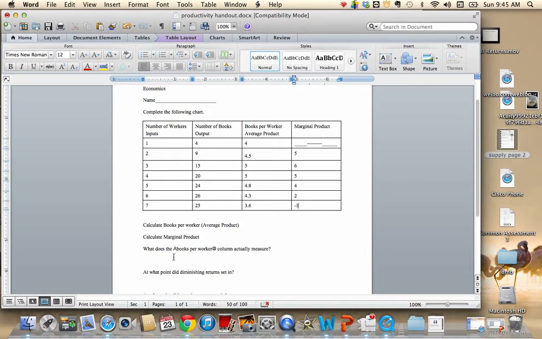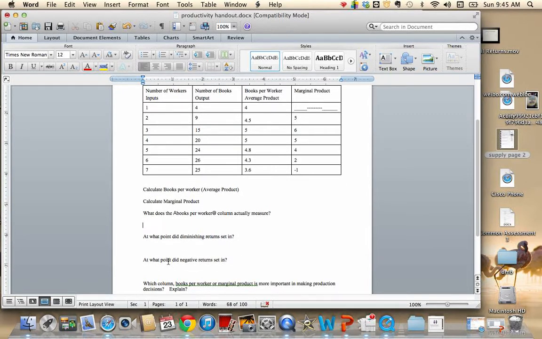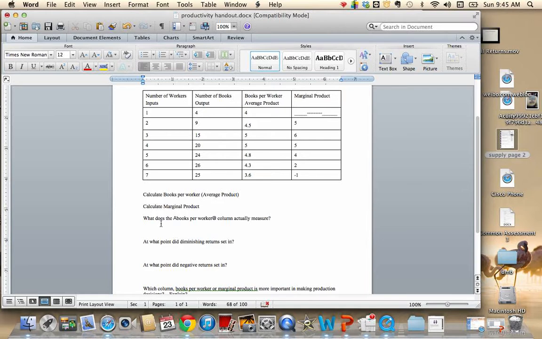And so calculating books per worker, which is your average product, we've done that. We calculated the marginal product. Sorry, there's a loss in translation here when we went from one program to another. So what does the books per worker column tell us? That's your average product. Let's do that again. Average product, on average, how much did each worker make? And we can see that when we look at 7 workers making 25, on average each one made 3.6, but we can see that last one actually went backwards.